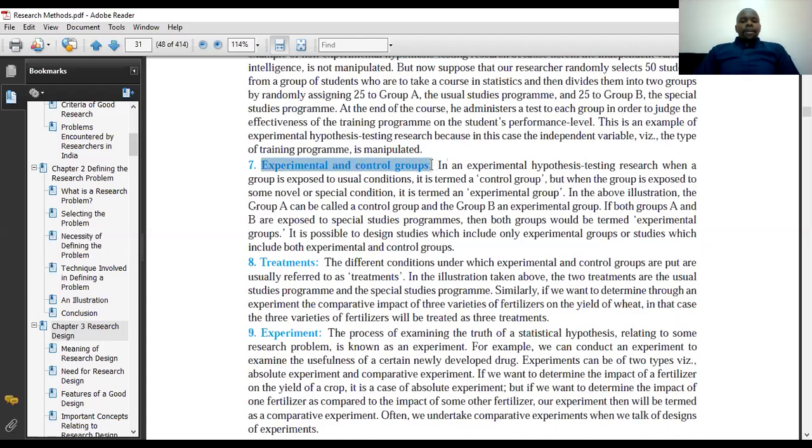Now, what are experimental and control groups? In a scientific lab, you will always have two particular groups. A control group is one in an experimental hypothesis testing, like in a scientific lab, where a group is exposed to usual conditions. It is termed as a control group. For instance, the usual condition for mercury to melt in 2 minutes is to give it 400 degrees Celsius. Probably, I don't know.